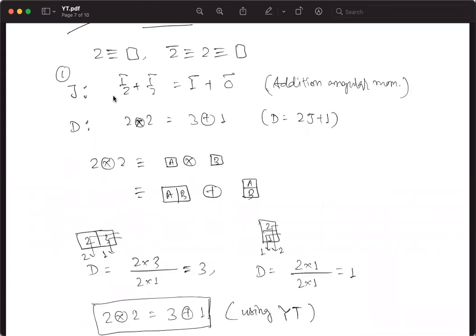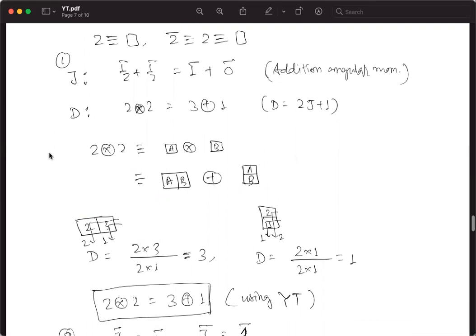So now, for a first example, let's consider two spin-half states. If we add them, you get 1 and 0. In the language of dimensionality, this is basically 2 cross 2 equals 3 plus 1. Remember, d equals 2j plus 1. So now, if I don't know the addition of angular momentum and want to calculate the same thing using the Young diagrammatic technique, we construct 2 cross 2 as a tensor product of two boxes. And now we can keep these A, B boxes horizontally or vertically.